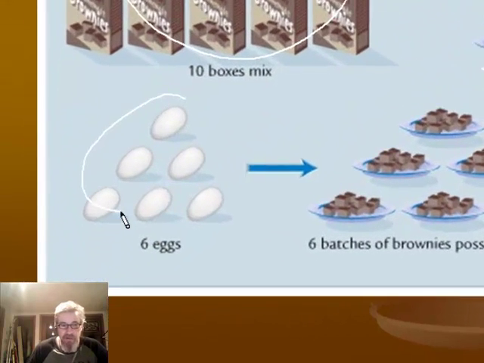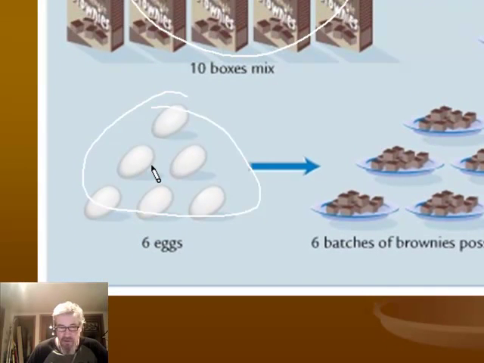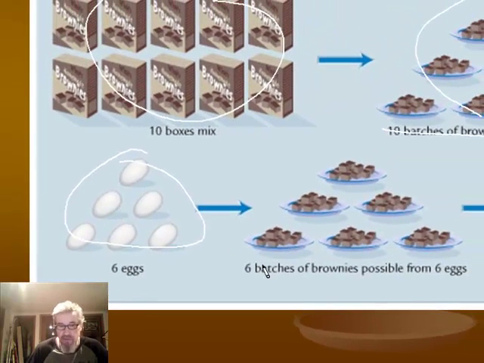However, you look in your refrigerator and you find out that you have only 6 eggs. Since you need an egg for every batch, you're limited to only 6 batches of brownies. You can't make any more than that. Even though you have plenty of mix, the eggs are the limiting reactant in this case.